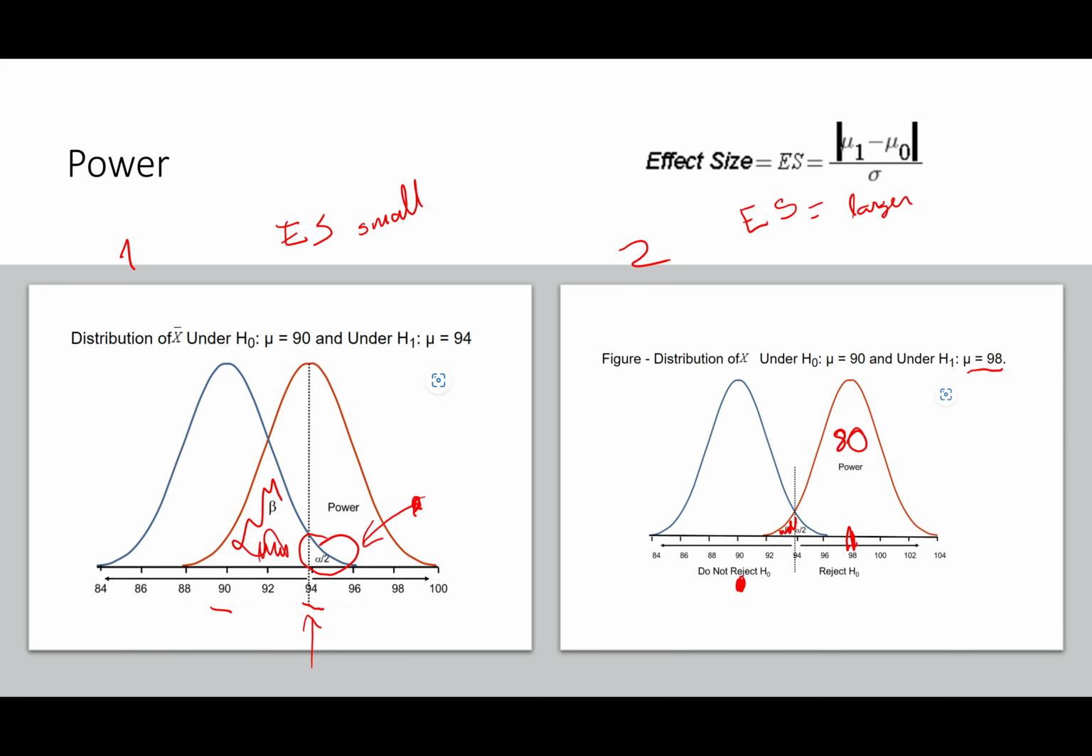So usually this is set to be 80%. And we want this area here to be as big as possible so that we are able to detect this significant effect.